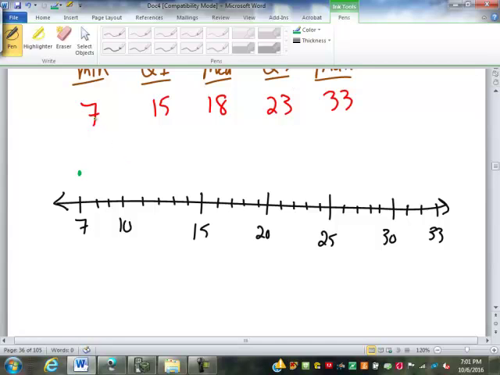So there's a dot above the 7, the minimum. Q1 is 15, so a dot above 15. The second quartile, the median, is 18. The third quartile is 23. And the maximum is 33.